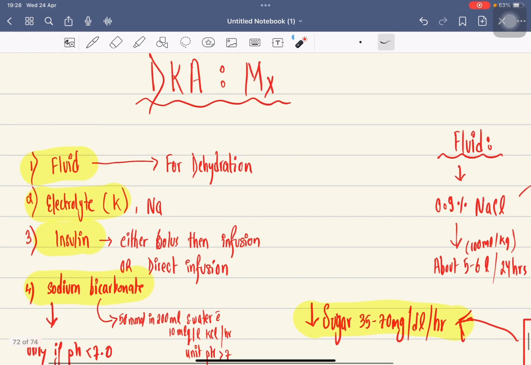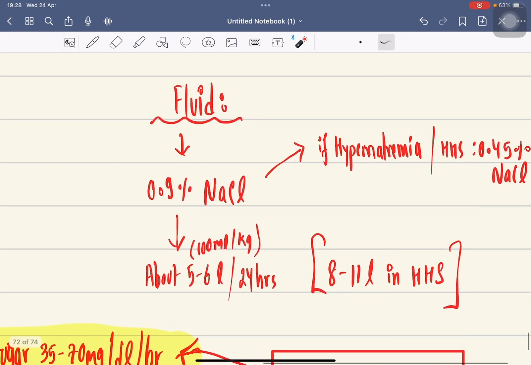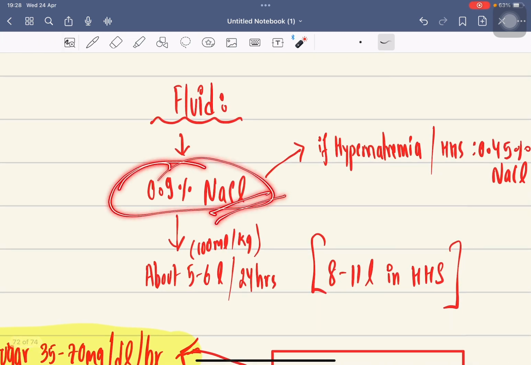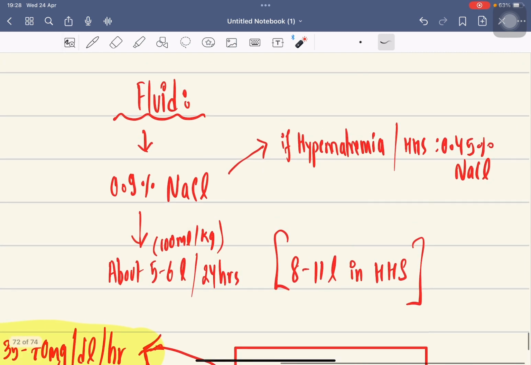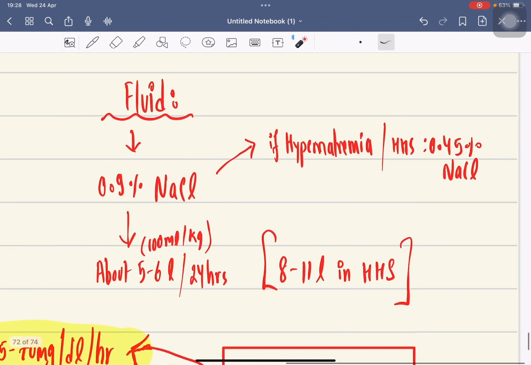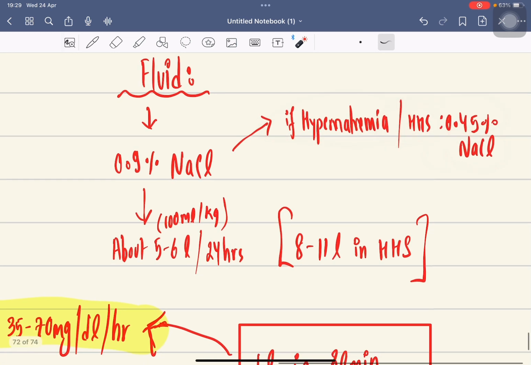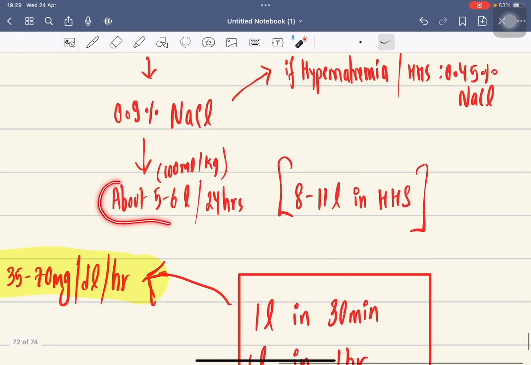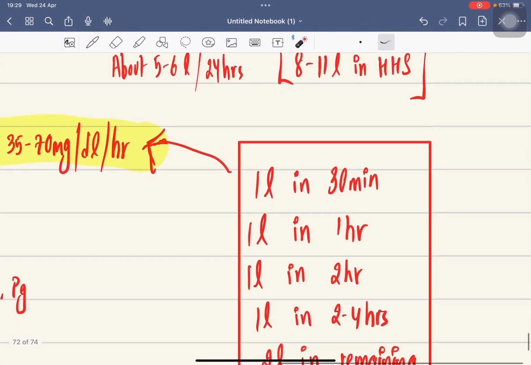Fluid. Fluid is given in diabetic ketoacidosis for treating the dehydration. The ideal fluid of choice is normal saline, 0.9% normal saline. We can give Ringer's lactate, but ideal is normal saline. If hypernatremia or HHS, we can shift to 0.45% normal saline. It is given about 5 to 6 liters in 24 hours or 100 ml per kg. But in HHS, we should give around 8 to 10 liters in 24 hours.